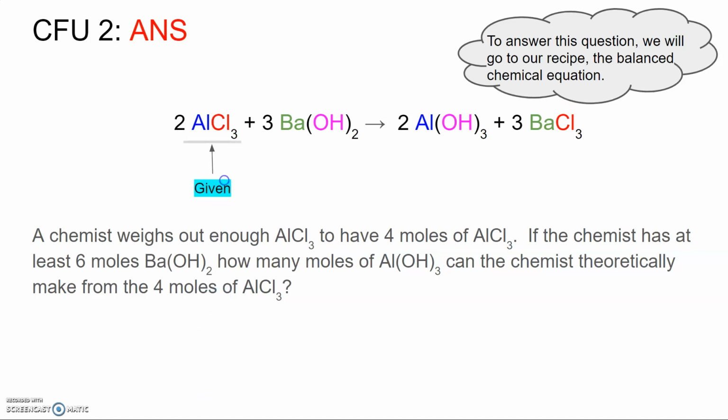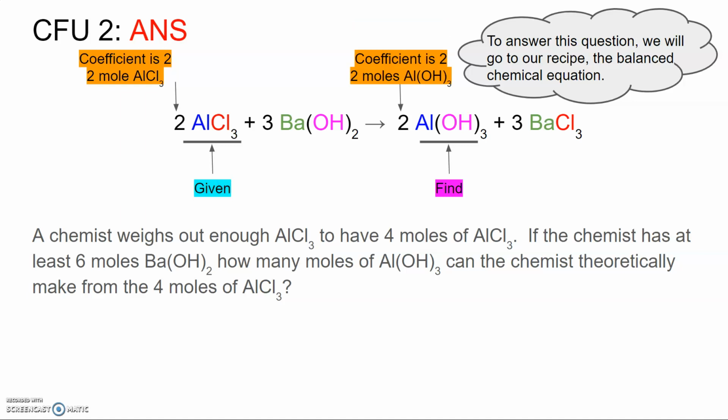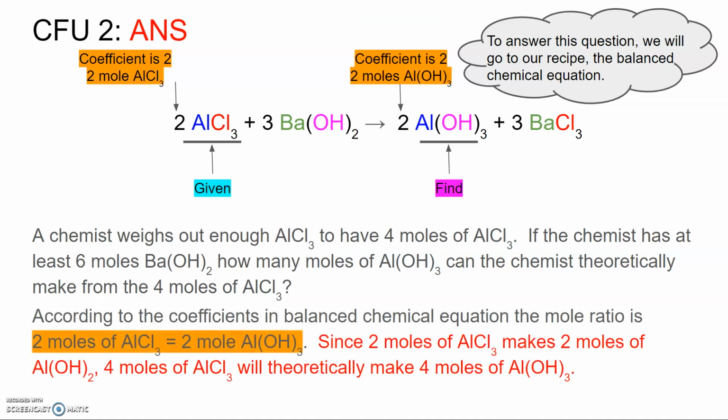So here's our process. We go to our balanced chemical equation. We see the ratio. The ratio here is a 2 to 2 mole ratio, or you can also say a 1 to 1 mole ratio. So if you have 2 moles of aluminum chloride, you would make 2 moles of aluminum hydroxide. If you had 4 moles of aluminum chloride, you would therefore make 4 moles of aluminum hydroxide. You could just tell that from the coefficients. It tells you the ratios.